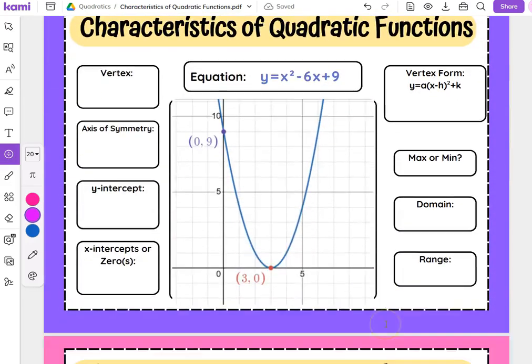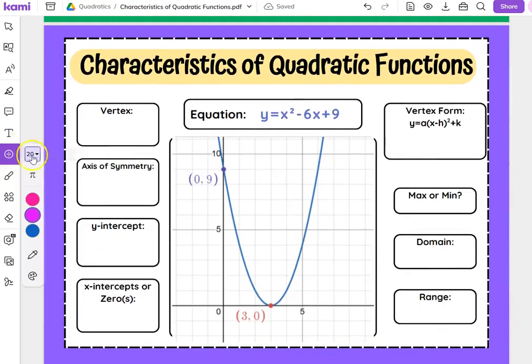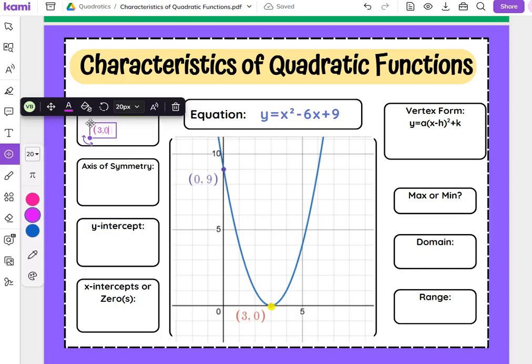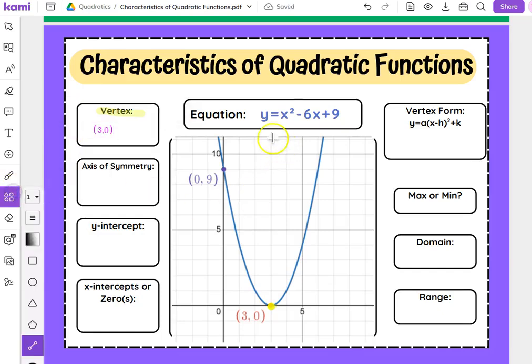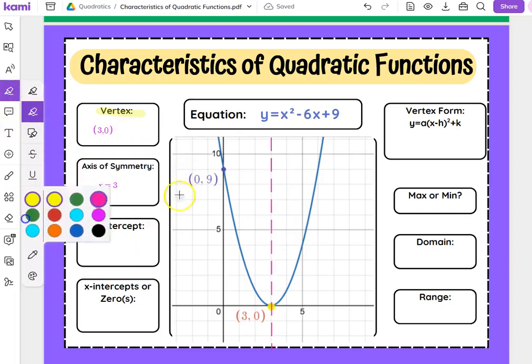All right, on to the purple one. So our purple one here, our vertex is here at 3, 0. Our axis of symmetry is going to be that line that cuts down the middle. It goes through the x coordinate, so it is the line x equals 3. Our y-intercept is right up here at 0, 9.